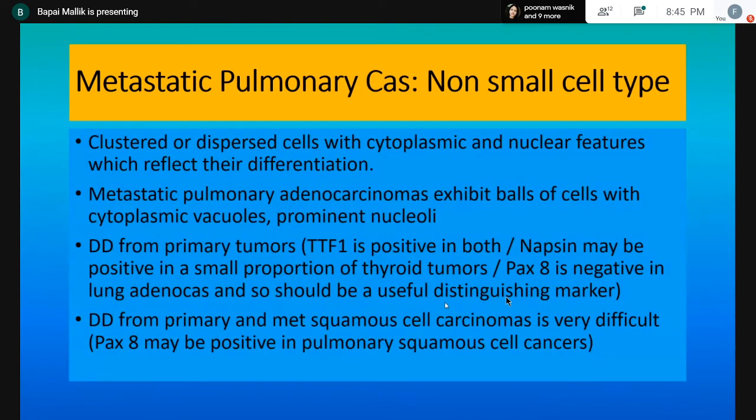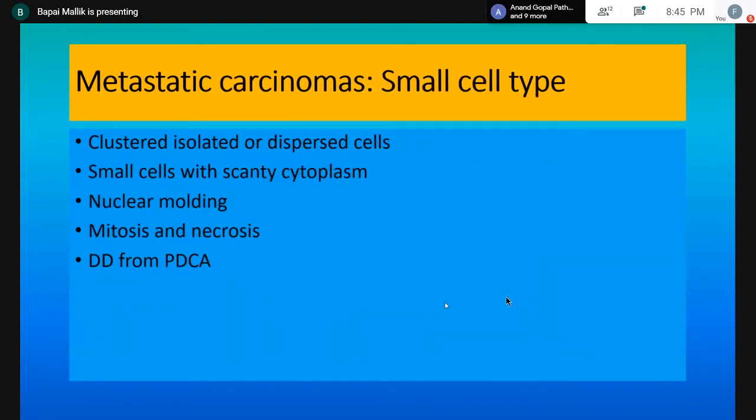We could have metastatic carcinomas from the lung, of the non-small cell type and the small cell type. This is just for the record. I do not really have any pictures. You can later on just go through the points.